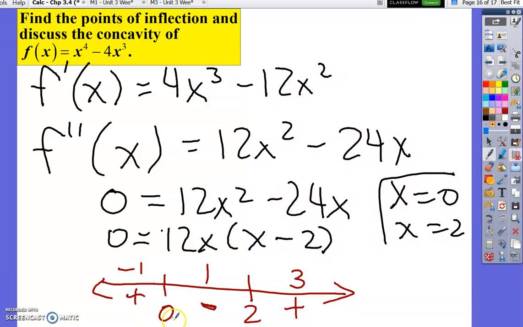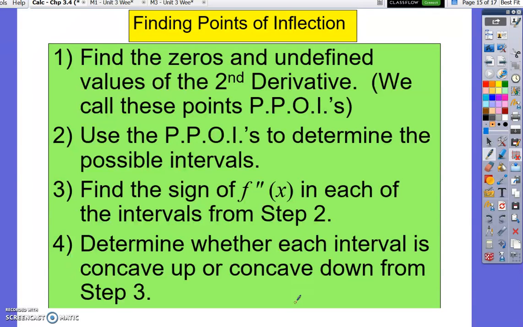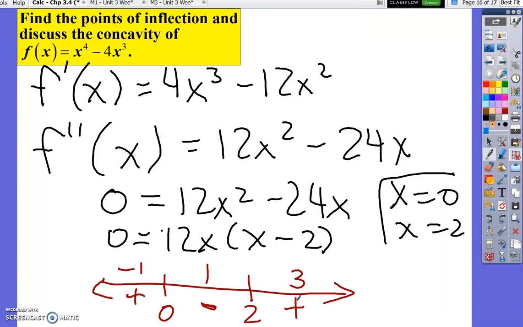So that means it goes positive to negative and negative to positive. I've got the signs of my intervals, concave up or concave down. This one is concave up, concave down, concave up. So up, down, up. That's what my second derivative tells me.